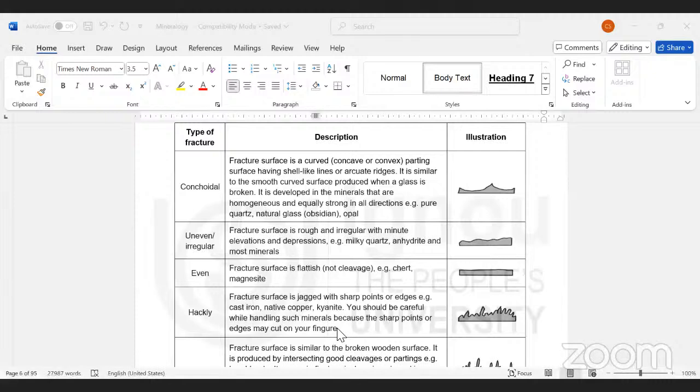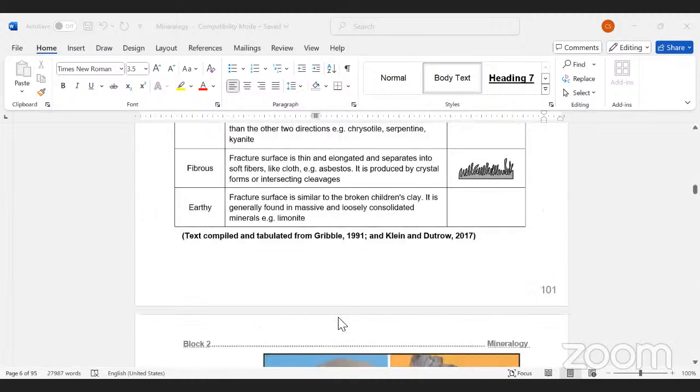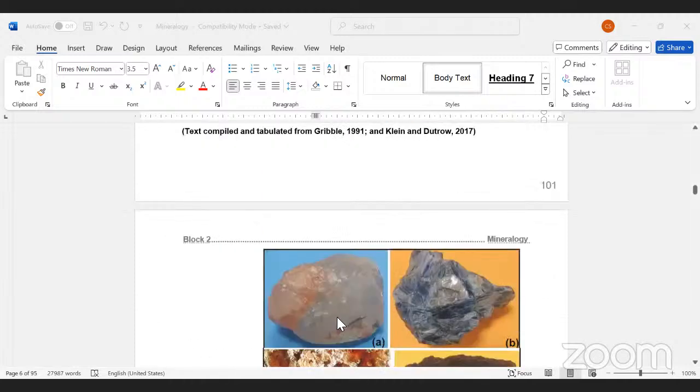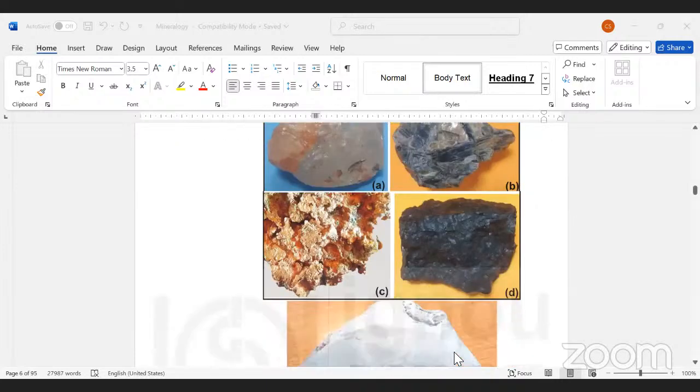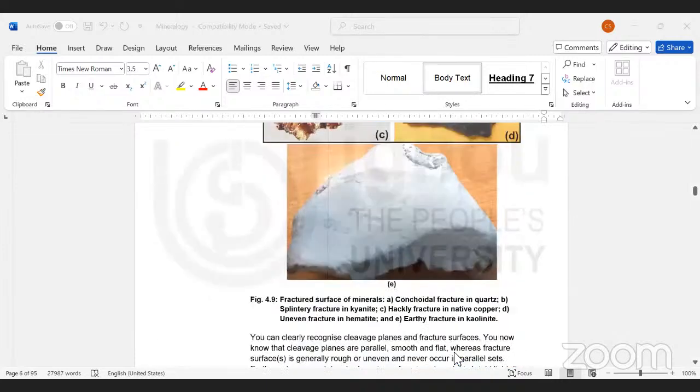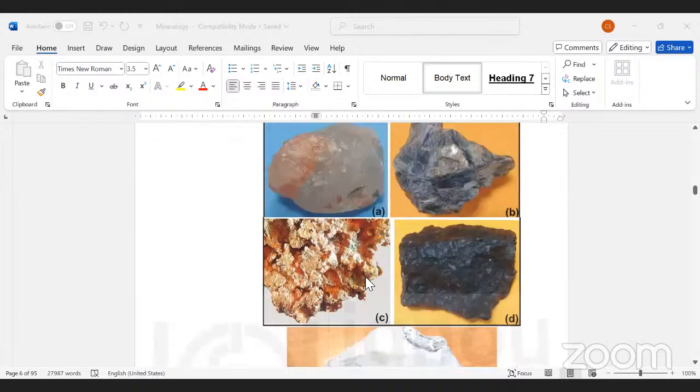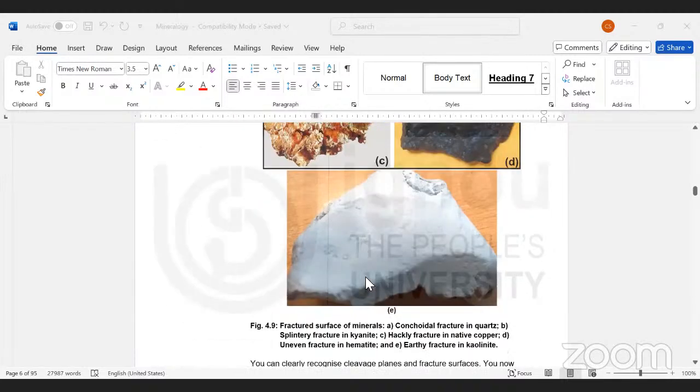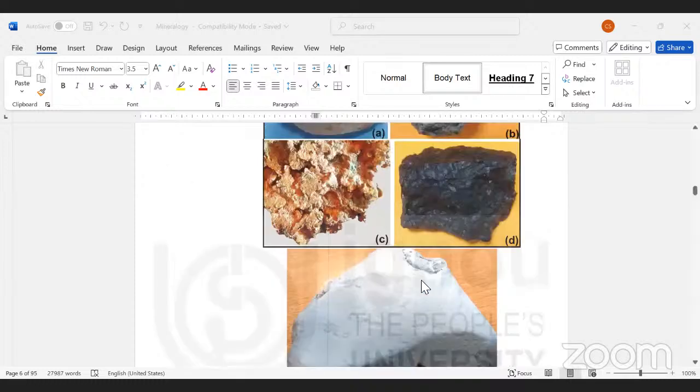And conchoidal means the parting is very poor here. These are the pictures you can see here. The first one is a conchoidal fracture, we see it in quartz. The second one is a splintery fracture in kyanite.